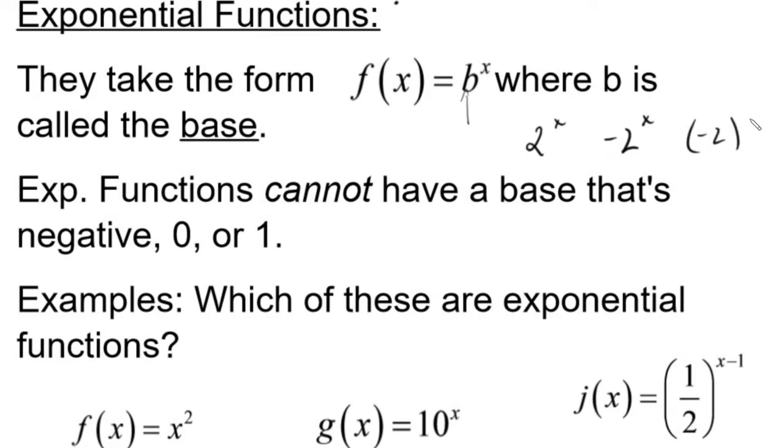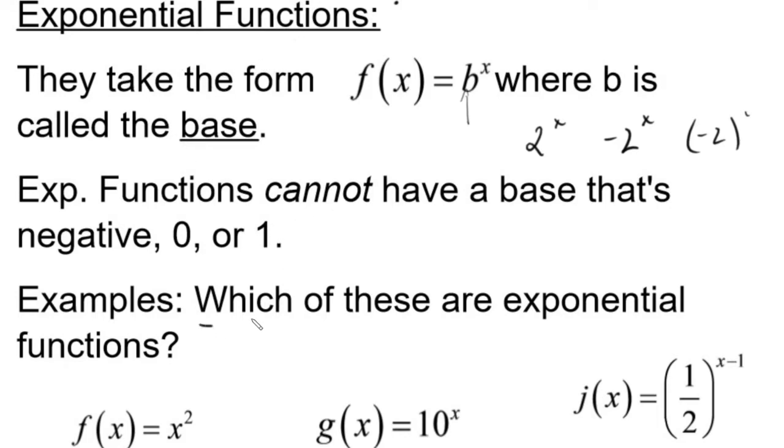In this case, this is a base of -2. There's a big difference here. The exponent only applies to the number it is directly touching, and if it's touching a set of parentheses, then it applies to everything in the parentheses. Okay, that's how it works. Functions cannot have bases that are negative, 0, or 1 if you still want to call them exponential functions. You could have these as bases, but they would not make exponential functions.